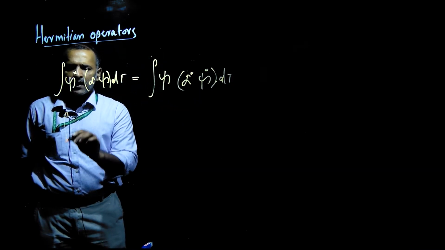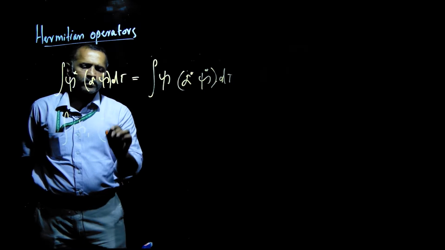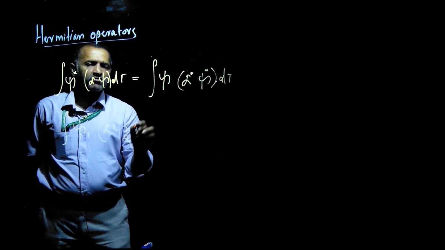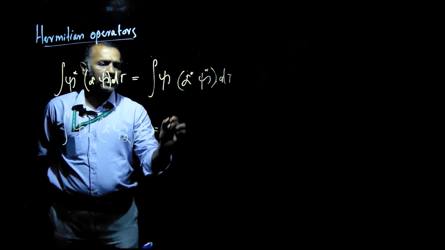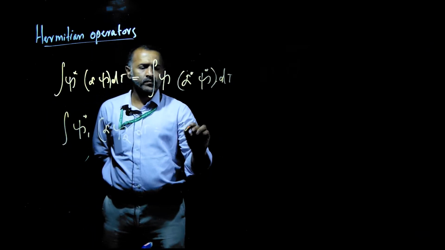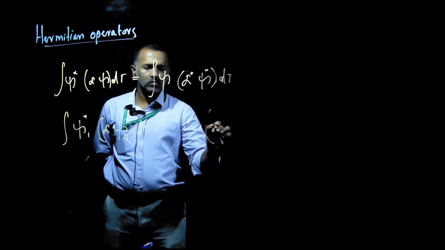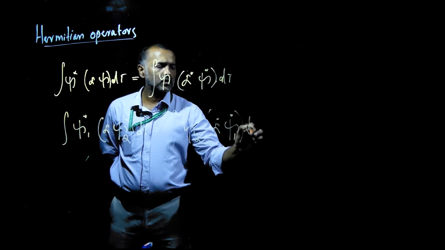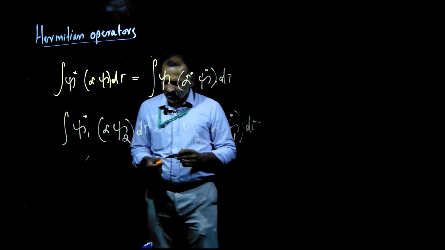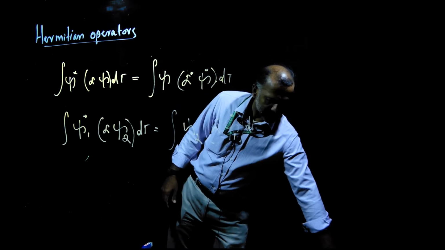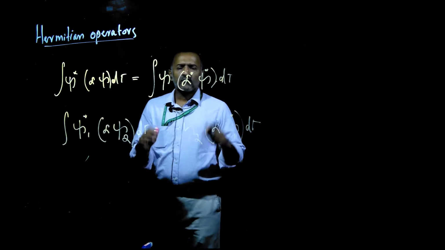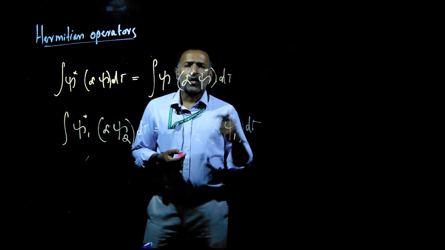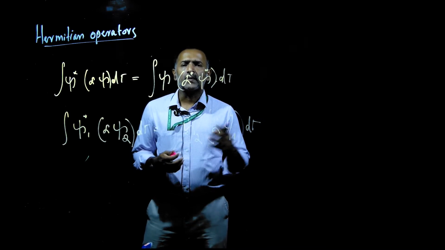In another way, we can write it as integral psi 1 star alpha psi 2 d tau equals integral psi 2 alpha star psi 1 star d tau. So what does this equation mean? This equation states that the observables we get from operating with an equation like this should be real values.